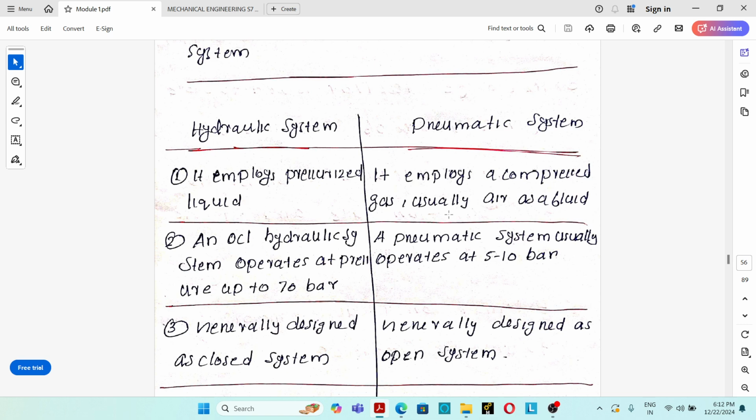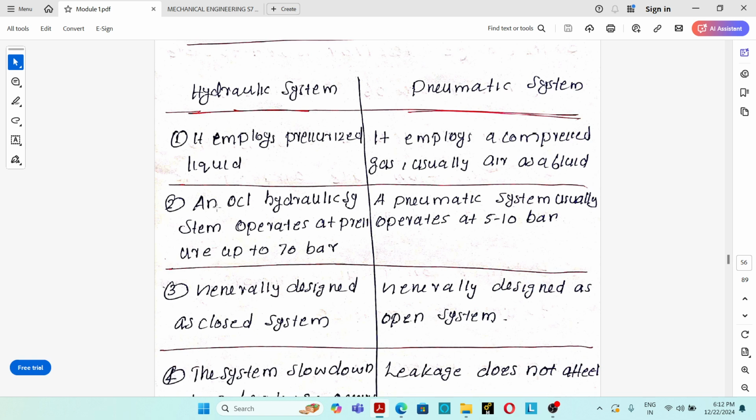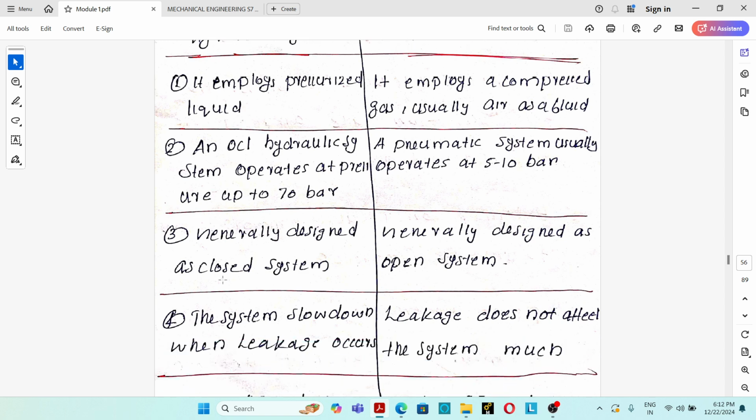The pneumatic system employs a compressed gas, usually air, as the fluid. Second point, an oil hydraulic system operates at a pressure of up to 70 bar. Only up to 70 bar a hydraulic system works. A pneumatic system usually operates at 5 to 10 bar. So a hydraulic system can produce high pressure when compared to a pneumatic system.